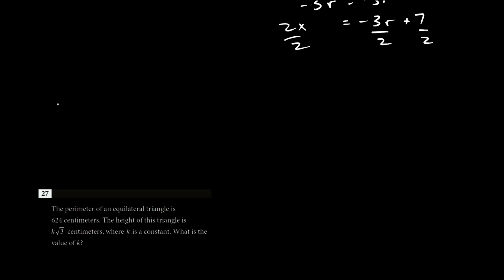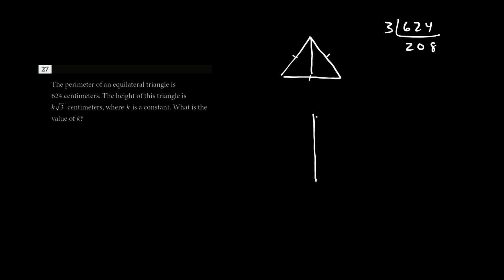Last one. We have the perimeter of an equilateral triangle is 624. So equilateral triangle, you should know that all 3 sides are equal and all angles are 60 degrees. So that means we know what the side length is. We just do 624 divided by 3, and we have each side equaling 208. It says the height of the triangle is k over 3. So there's our height. So let's redraw one of these triangles that's hidden inside. And we have k over 3.